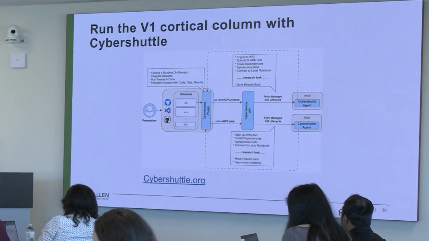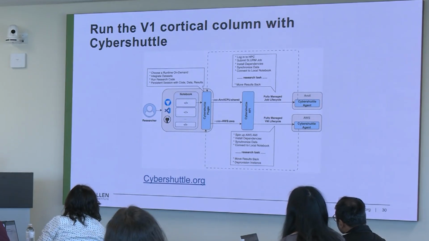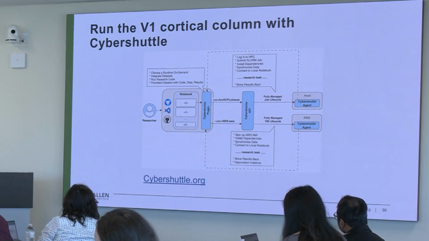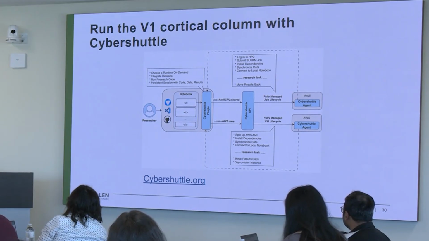Basically what we've done here is that we've collaborated with Cyber Shuttle, which is a way to connect research notebooks, like a Jupyter notebook, with data sets and then compute resources, all online. So if you want to run the V1 model but you don't have a powerful enough desktop, you could use Cyber Shuttle and it'll connect you to the resources you would need to run the V1 notebook or the V1 full cortical column model.